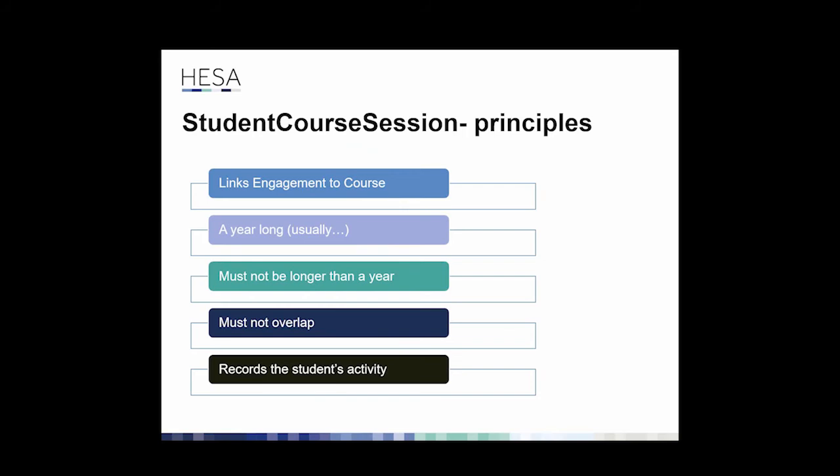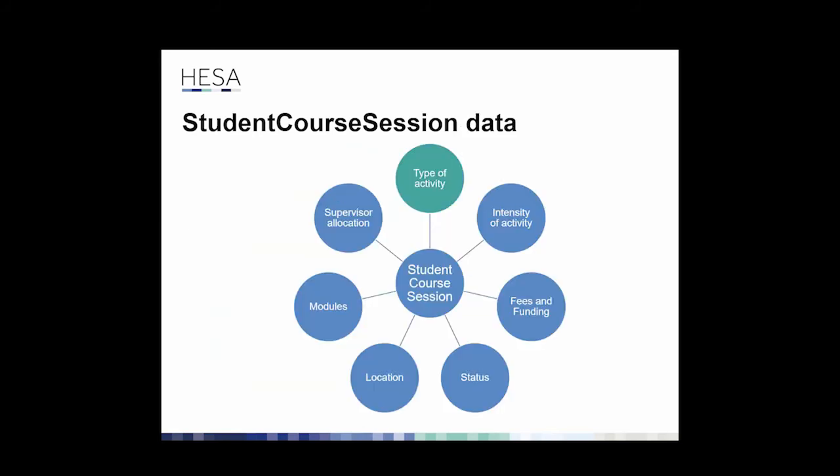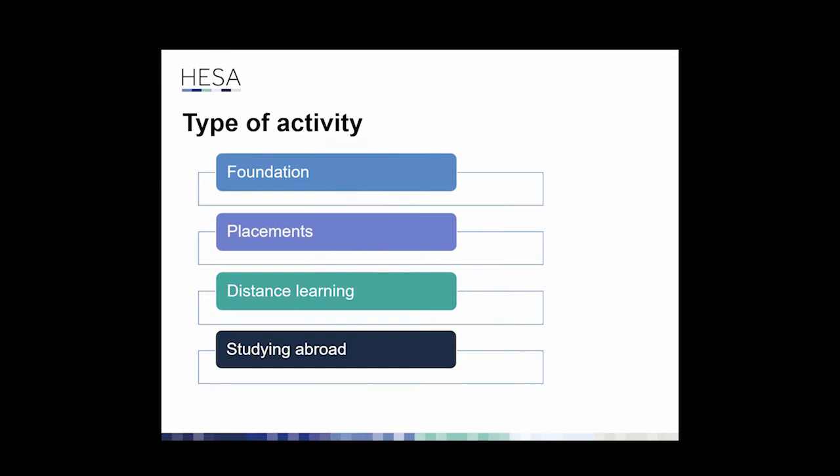So what I'll do is run through the different data items and types of data that we collect against a student course session. Starting off with type of activity, and this is going to be the focus of today's session and a lot of Rachel's scenarios. So that's things like, are they doing a foundation year, a placement? Are they distance learning? Are they studying abroad? As I mentioned before, maybe they're doing an intercalation year or a bridging course. So the student course session collects what type of activity the student's undertaking. And Rachel will go into more detail in her section of how that is recorded.